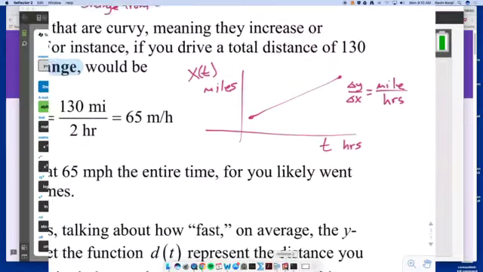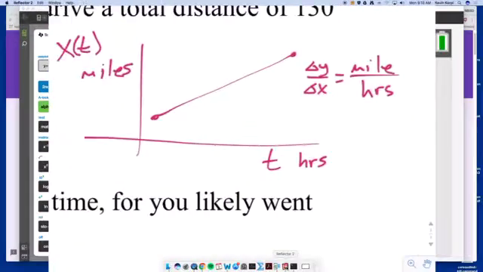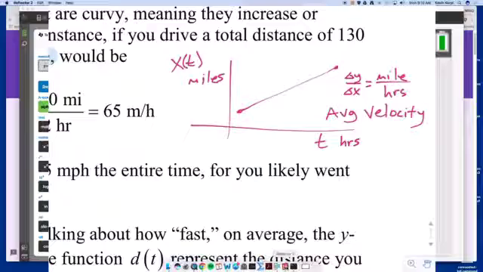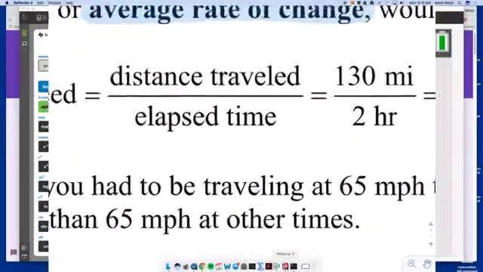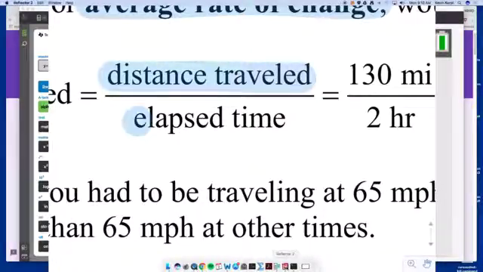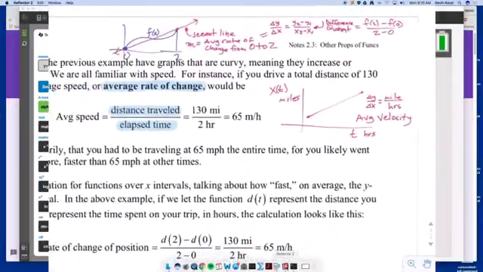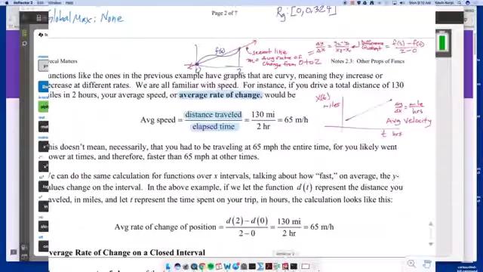So the average rate of change of position is called the average what? What do we measure in miles per hour? Speed, or more specifically, velocity. Velocity is a vector. It has direction, whereas speed is just the scalar quantity with no direction. So the average rate of change of position is average velocity. And if you ever take a physics class, you will learn that it's displacement over time. Well, the displacement is just the change in the position, and the elapsed time is the change in time.